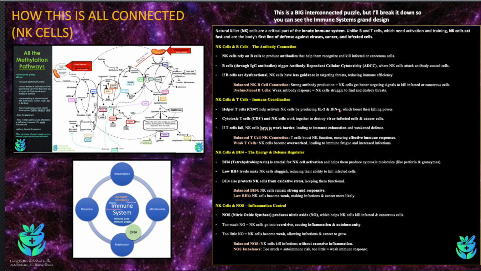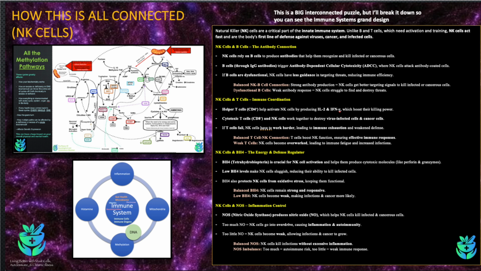So with a balanced T cell and natural killer cell connection, T cells boost natural killer function, ensuring effective immune responses. With weak T cells, the natural killer cells become overworked, and this leads to immune fatigue and increased infections. Natural killer cells and BH4. Remember, BH4 is in your methylation, and this is the energy and defense regulator.